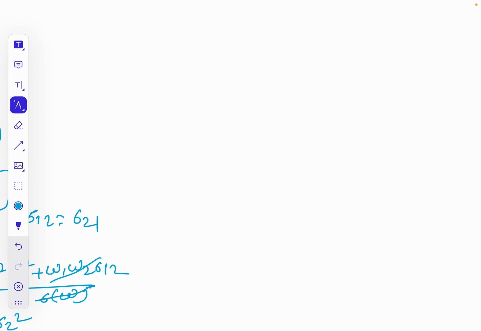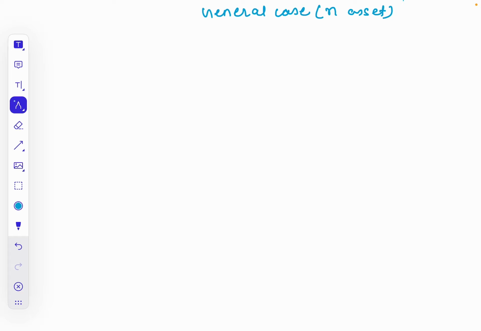Let us take one general case, in which you have n assets. In this case you are making one assumption: the assumption is equal correlation rho. Okay, so what is meant by equal correlation? Let us discuss it.